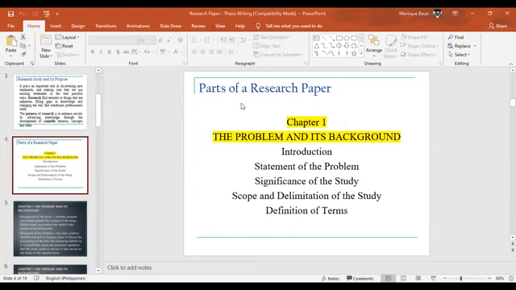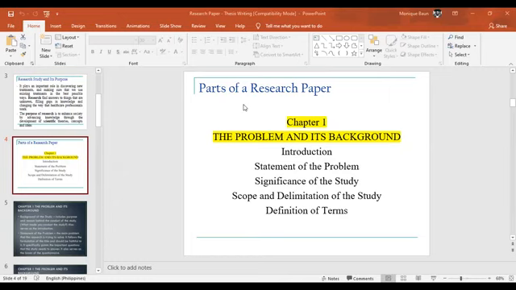Now let's proceed to the parts of a research paper. For a research paper, we commonly have five chapters, and the first one is Chapter 1. The chapter title is The Problem and Its Background. Chapter 1 consists of the introduction, statement of the problem, significance of the study, scope and limitation of the study, and the last one is definition of terms.